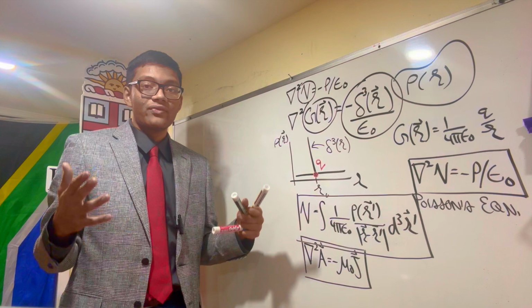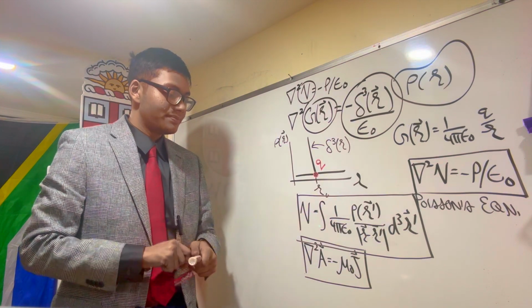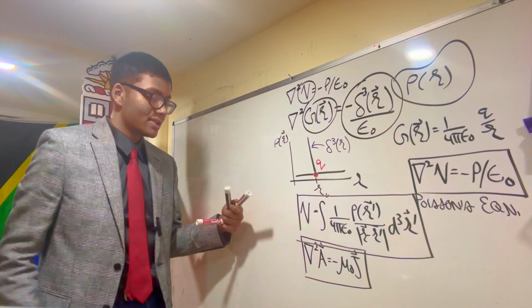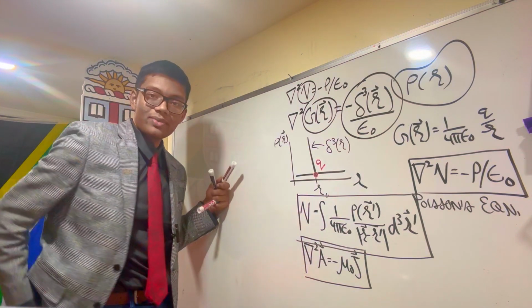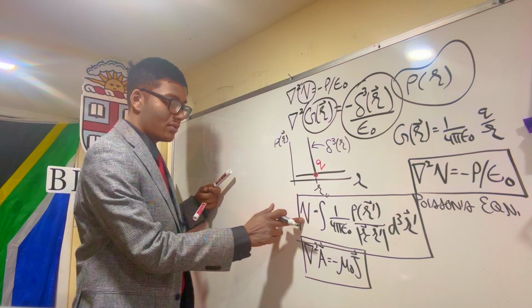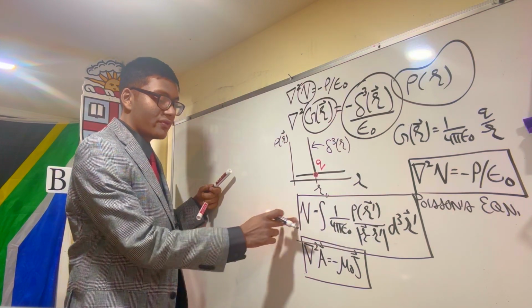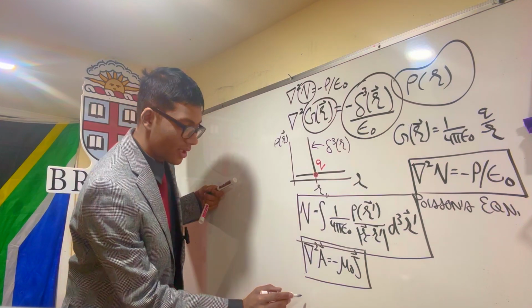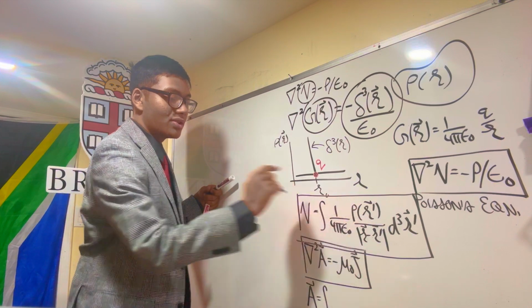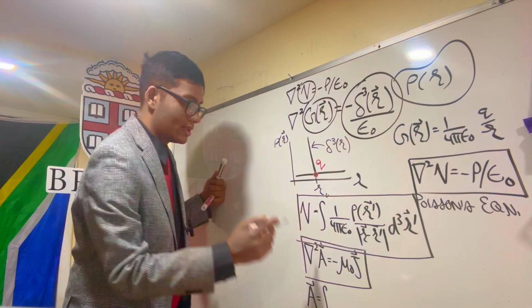Now how do we solve it for the magnetic vector potential? Play the exact same game. To solve this magnetic vector potential equation, we just replace the electric potential V with A, and we replace the charge density with the current density. That's it.